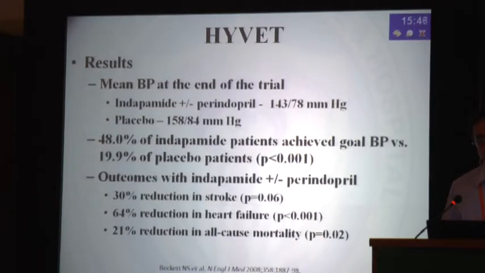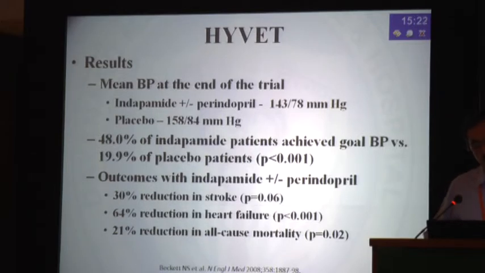What did the results reveal? The mean blood pressure at the end of the trial in the indapamide plus or minus perindopril group was 143 by 78, whereas in the placebo arm it was 158 by 84. 48% of the indapamide patients achieved their goal of blood pressure versus only 19% of placebo patients.